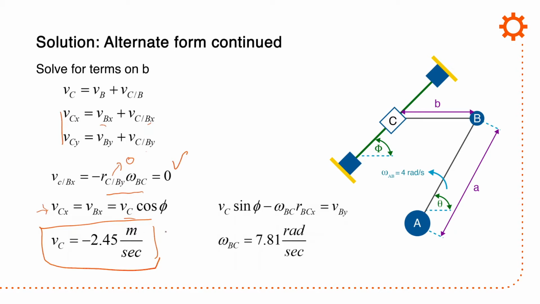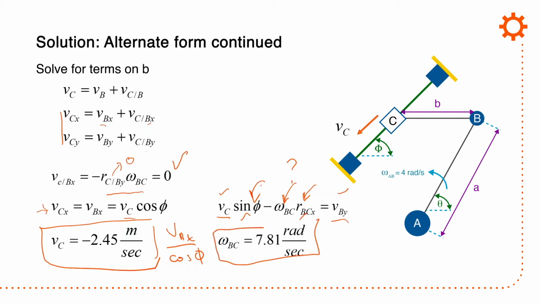I'm just writing that extra step. I can substitute in terms. I've got phi here. I've got RBCX. I've got omega BC, which I don't know. And I have velocity B in the Y direction. Well, I have all of the terms there that I need. I also have velocity of C. So I have check, check, check, check. And I end up with this term right here. So I have omega BC of 7.81 rads per second. That worked out really well. It's kind of nice, and it makes sense in terms of the final velocity.